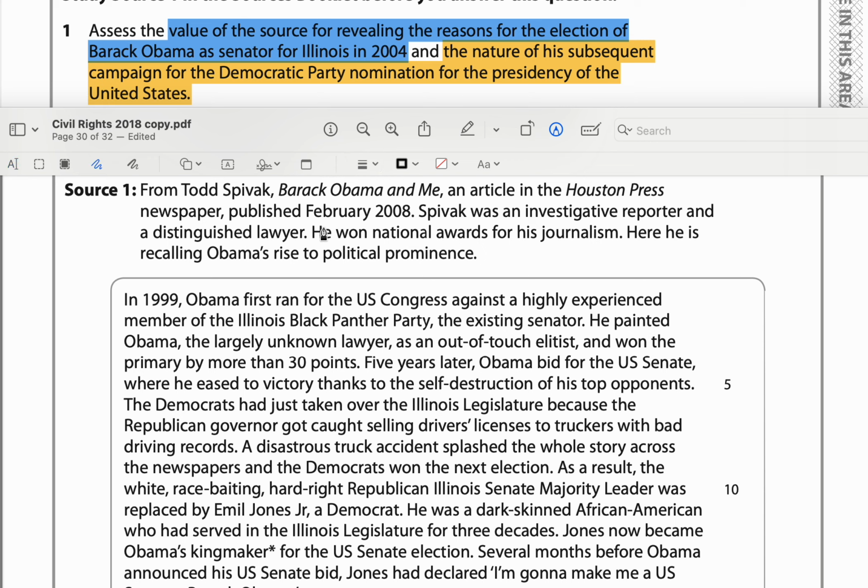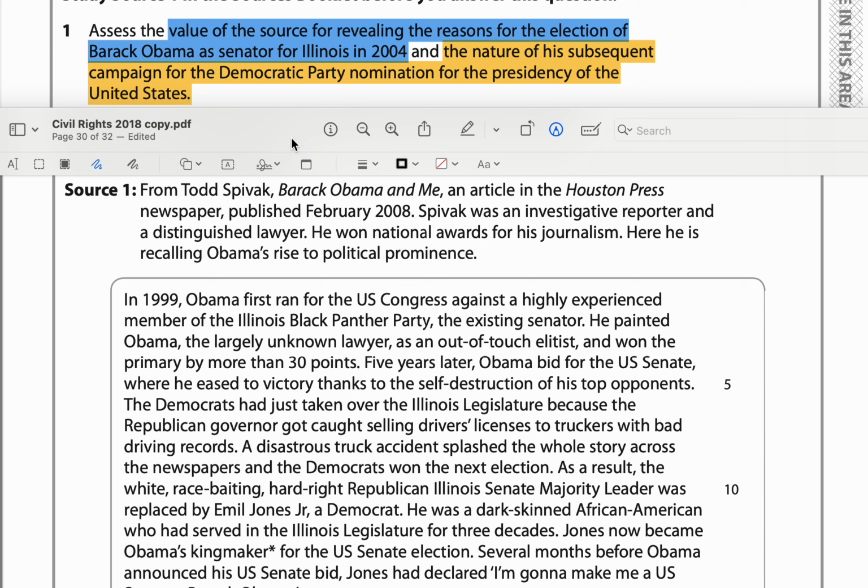The provenance box information here is extremely important. And obviously when you've read through it, you'll have more of an understanding of the provenance. But before we get stuck into the source, let's have a look at this. I usually recommend writing about the provenance in paragraph 3, talking about the provenance for both inquiries, but you could talk about this in paragraph 1 if you wanted to. So the source is from Todd Spivak, Obama and Me, an article in the Houston Press newspaper published in February 2008. Spivak was an investigative reporter and distinguished lawyer, winning national awards for his journalism, and this article is focusing on Obama's rise to political prominence.